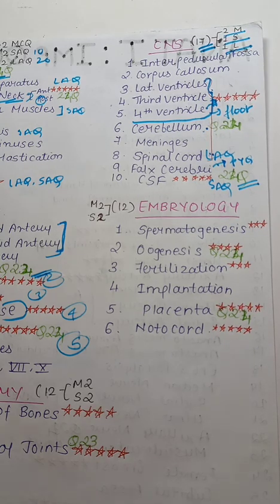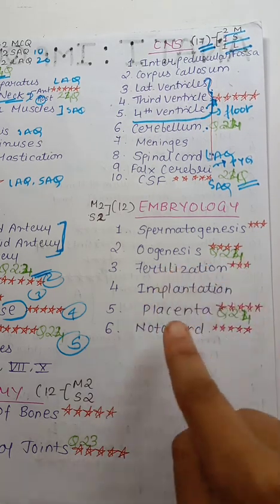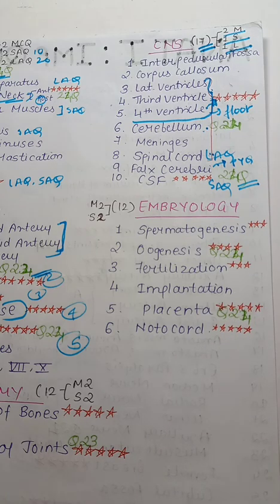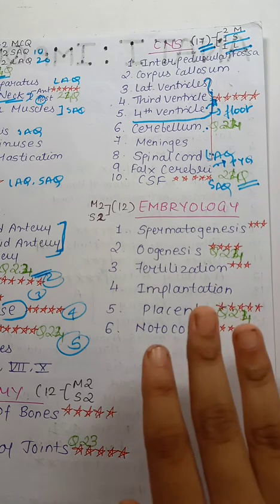Spermatogenesis, you will find it was covered in 12th, but still it is important in your first year BHMS also. Oogenesis was asked in 2024. Fertilization is important. Placenta has been repeated many times in the PYQs, so you have to do placenta also. And notochord is also a most repeated question. So these 6 questions are important from embryology.